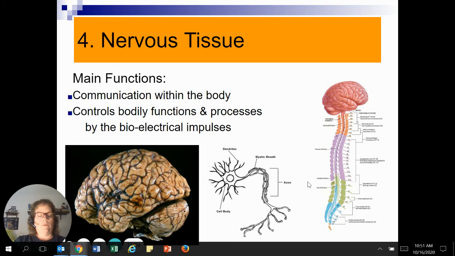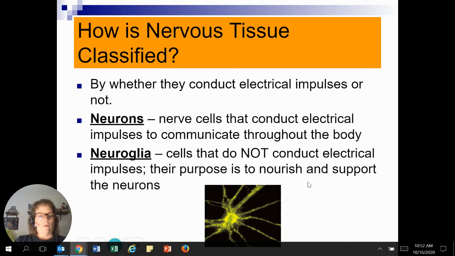All right, nervous tissue is our last main type of tissue in the body, and its main function is communication within the body, so the brain telling the body parts what they need to do, controlling bodily functions and processing those electrical impulses so that we can communicate. Remember the negative feedback stuff we talked about and how the control center was the brain and how it'll tell the effector organ what to do in order to maintain homeostasis. So that's all part of it.